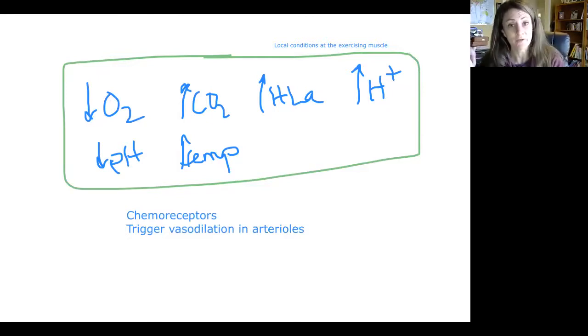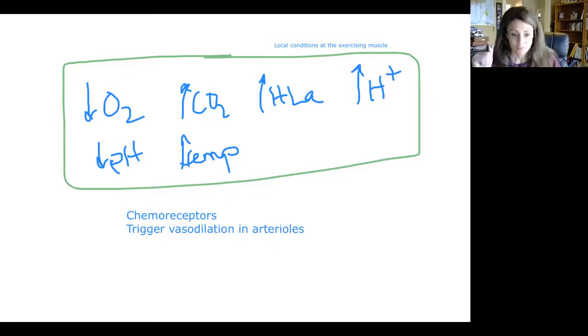Okay, so if we bring in more blood flow, we bring in fresh blood to this area. That's going to bring in more oxygen. It's going to clear out the carbon dioxide and the lactic acid and the hydrogen. It's going to normalize the pH and normalize the temperature. So is this positive feedback or negative feedback? Negative. Because the stimulus is all of these local conditions. Chemoreceptors sense that, and the response is to vasodilate and bring in more blood. When the blood comes in, it clears out all of these conditions. So it's a negative feedback loop. But this is how we trigger vasodilation to increase blood flow to the exercising muscle.